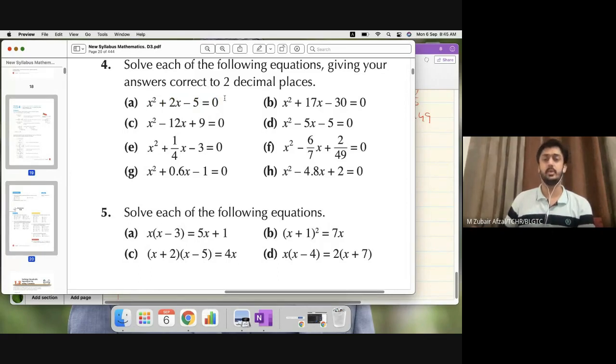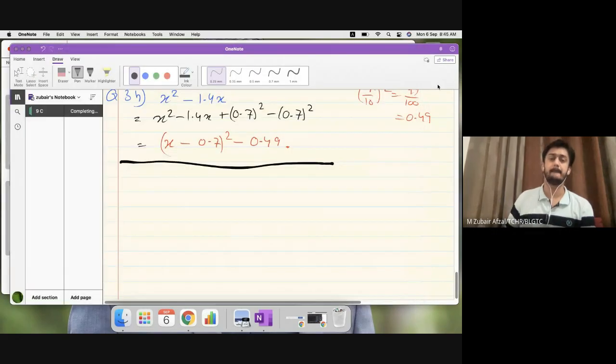Now, how do we know that we have to apply the quadratic formula? The question says solve each of the following equations, giving your answers correct to 2 decimal places. When it is asking for decimal places, it is very clear that we won't be able to make the middle term breaking. In a few cases it is possible, but the right approach when we have decimal places is using the quadratic formula, such as this: x squared plus 2x minus 5.